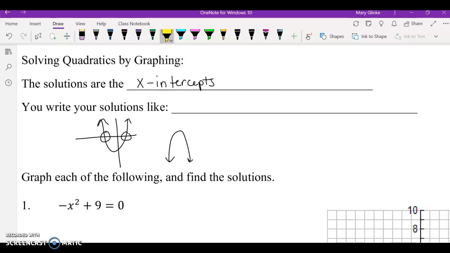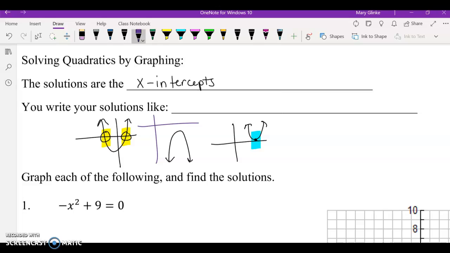Now your graph might have two solutions. It might have one solution if it looked something like this, and well, if it actually touched there. Sorry about that. Or you might end up having no solutions. All of those are the different cases here.